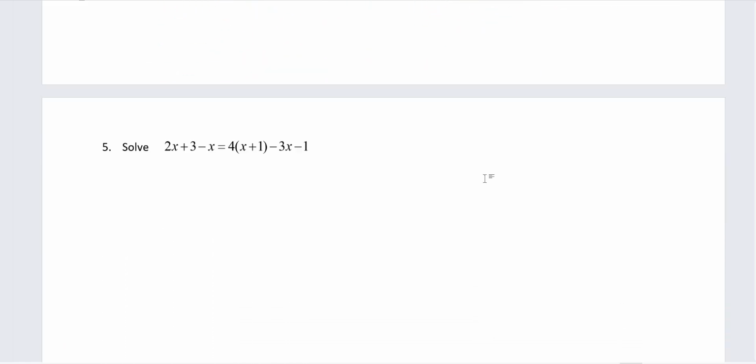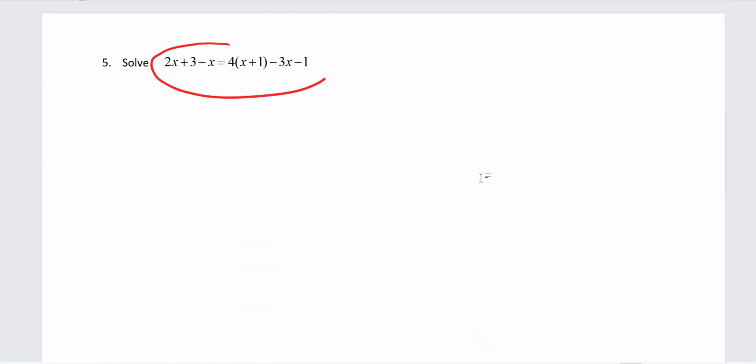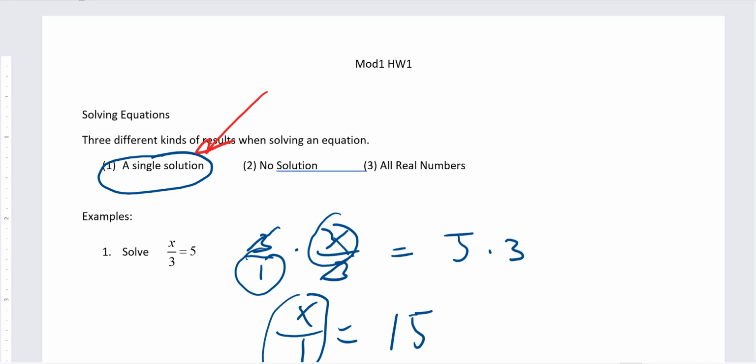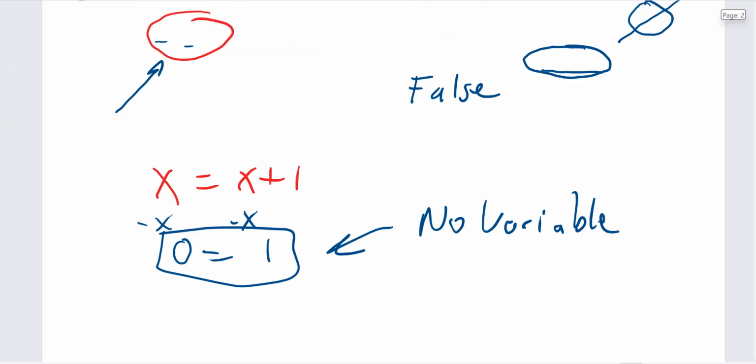Okay, let's move on. We're going to solve this equation. So what could happen? 3 different things. Let me scroll back for a moment. Maybe there'll be one single solution. Maybe there'll be no solution at all. Maybe every single number in the world will make it true. Well, let's see what happens.